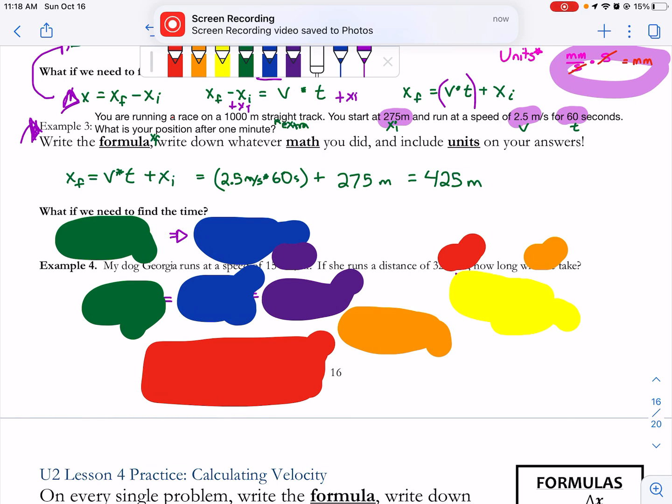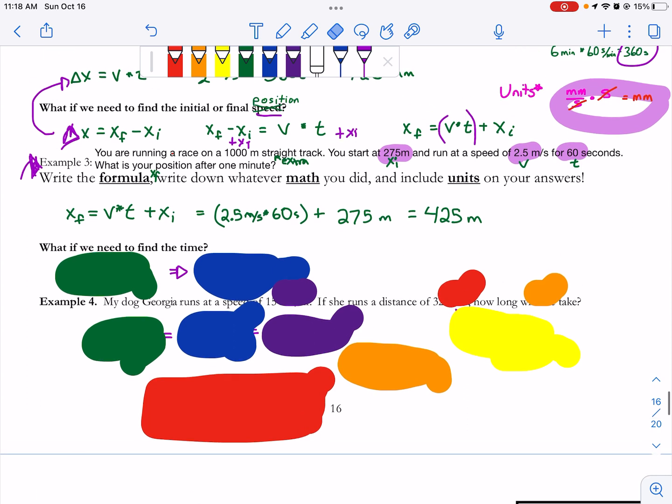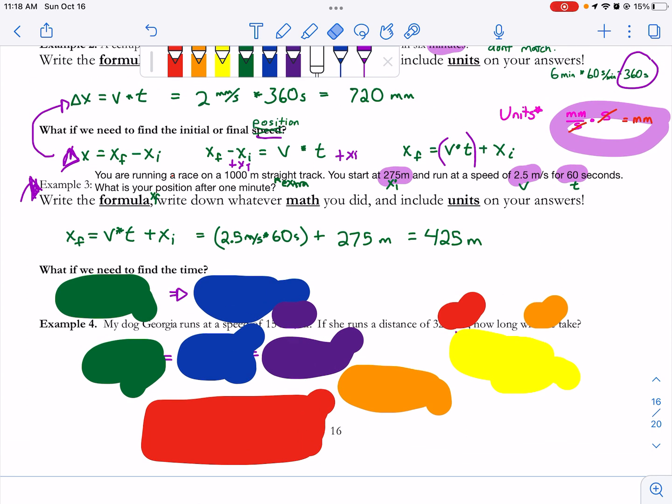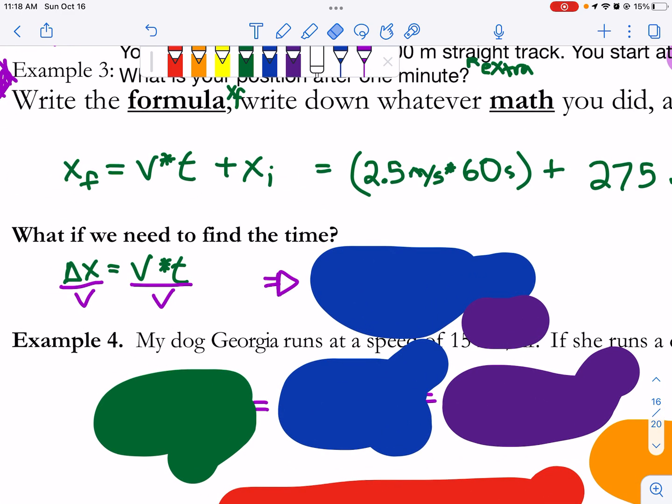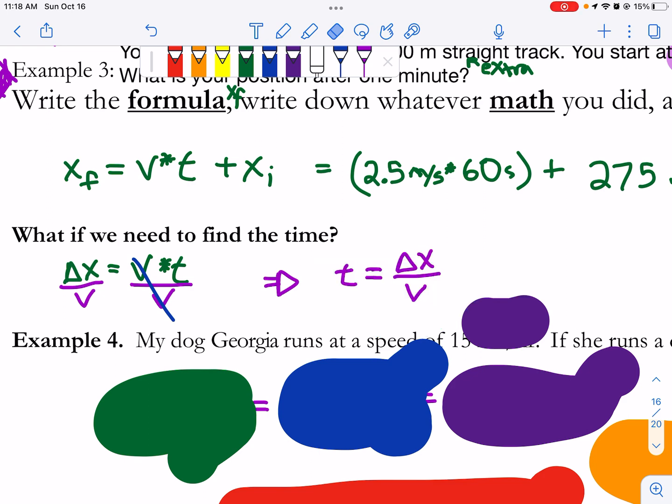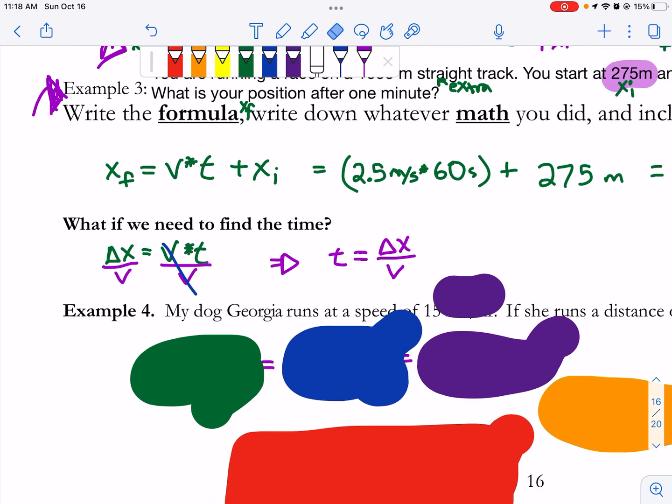One last example. What do we do if we need to find the time? Well, we have to back up a little bit to get that equation because we're going to start with delta x equals v times t, which I have under this green right here. And to get t by itself, I have to divide both sides by v. When I do that, the v's over here cancel out, and that leaves me with t on one side and delta x divided by v on the other. So there we go. T equals delta x divided by v.